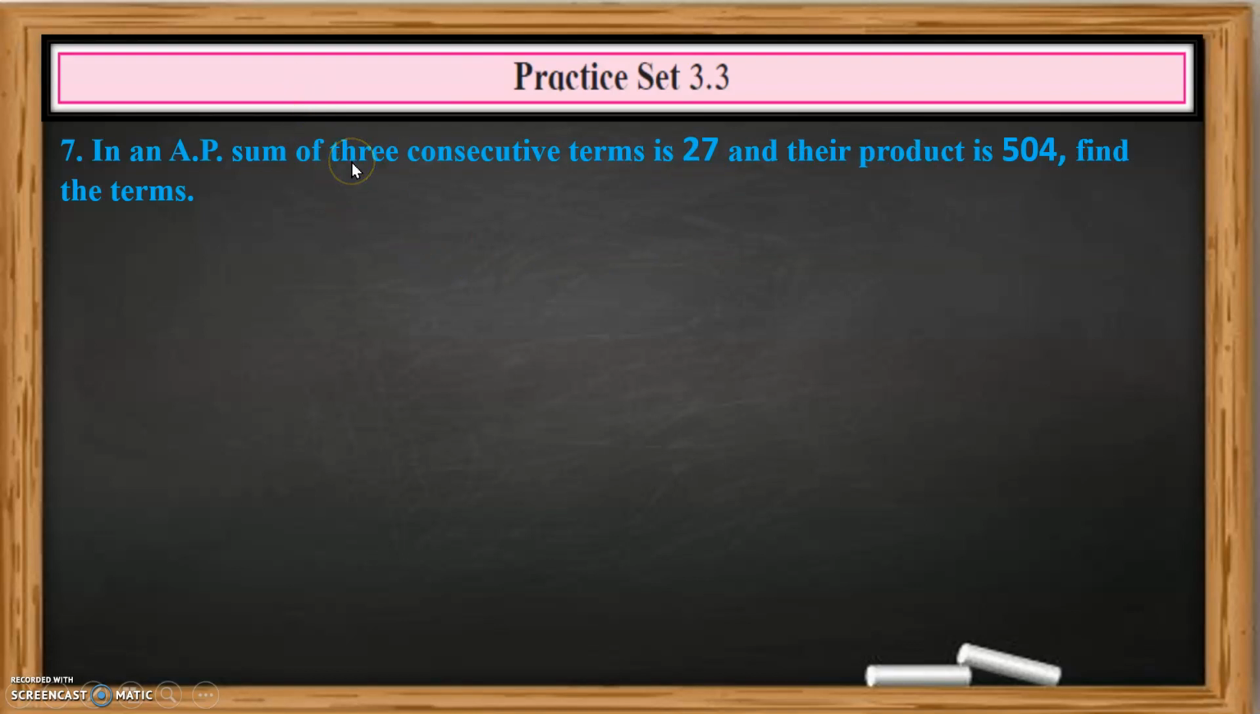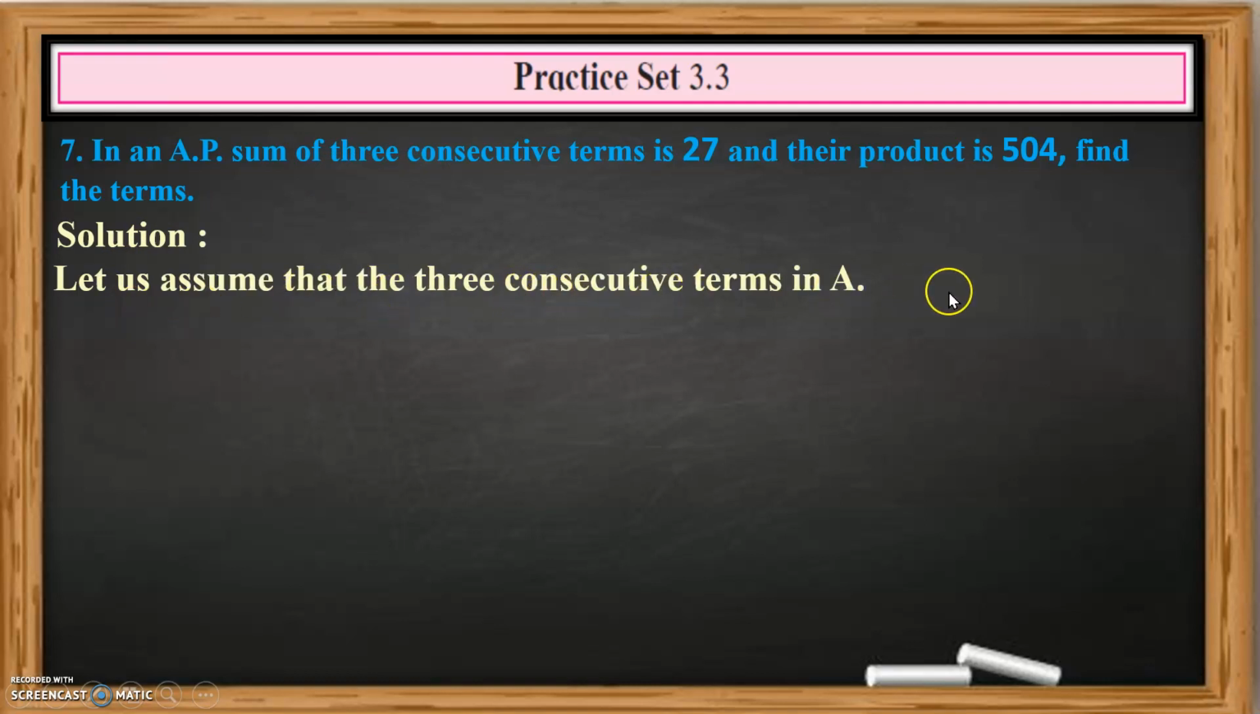Whenever 3 consecutive terms are in AP, we have to assume them in this manner. Let us assume that the 3 consecutive terms in AP are a minus d, a and a plus d. Normally we take a, a plus d and the next, but here we are taking one number before this. So when the common difference is d, what will be the number before it? We have to subtract. This is how you will take the numbers when 3 consecutive numbers are in AP.